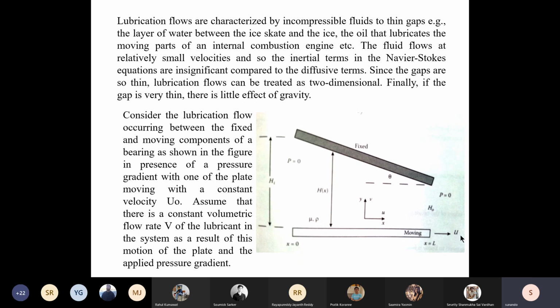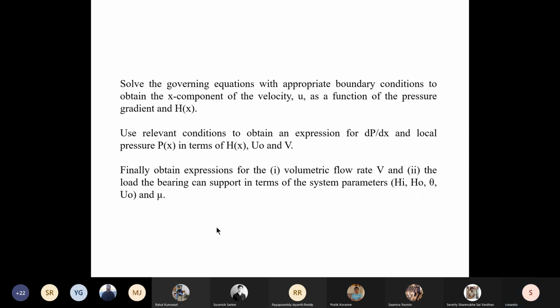This is moving with a constant velocity u naught, and we can assume that there is a constant volumetric flow rate V of the lubricant in the system as a result of the motion of the plate and the applied pressure gradient. Though we have shown here in the figure that P equals 0 in both cases, we can also have a pressure gradient imposed on the system, which would be the most general form. And for specific applications when there is no pressure gradient, you can simply set that term equal to 0. So we need to solve the governing equation.